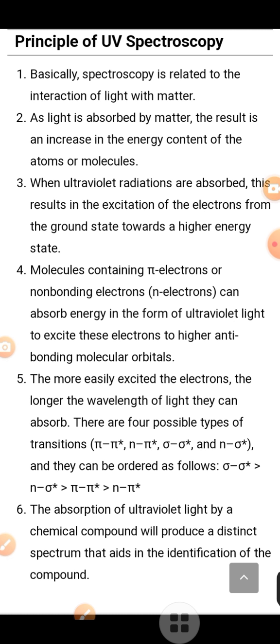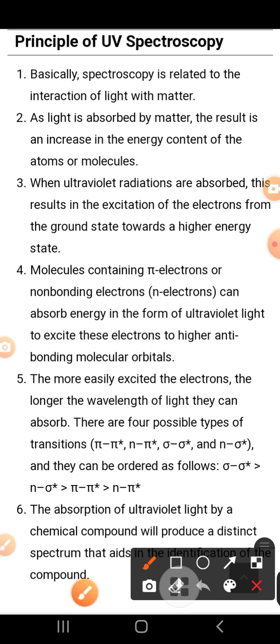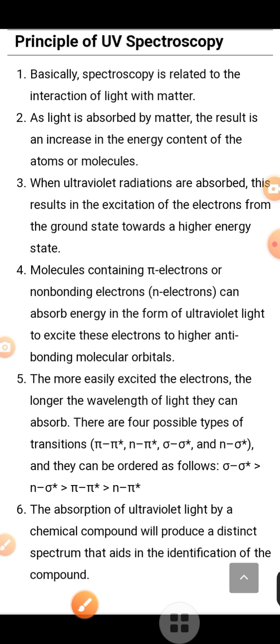So there are pi to pi star, n to pi star, sigma to sigma star and n to sigma star transitions, and they can be ordered as sigma to sigma star, n to sigma star, pi to pi star, and n to pi star. The absorption of ultraviolet light by a chemical compound will produce a distinct spectrum that aids in the identification of the compound. So this is the principle of UV visible spectroscopy.